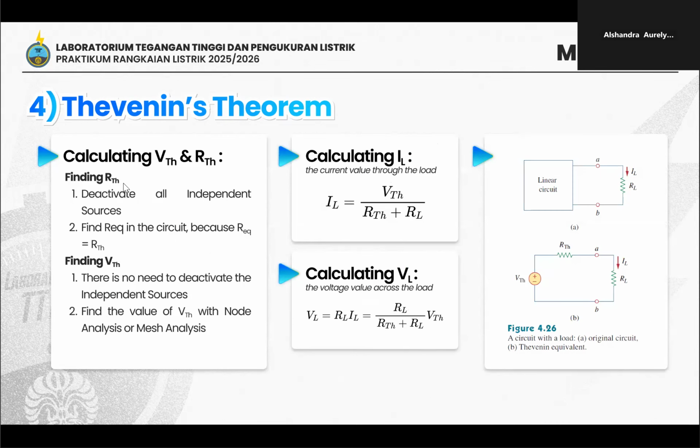To find R Thevenin, we need to deactivate all independent sources because we just want to find the equivalent R that is in the circuit. That's why we turn off all of the independent sources, and then we just count the total resistance in the circuit. For V Thevenin, we don't need to deactivate the independent sources, but we need to find the value of V Thevenin with node analysis or mesh analysis. Also available in our PowerPoint is finding I load and V load, which are just the current and voltage values at this R load here.